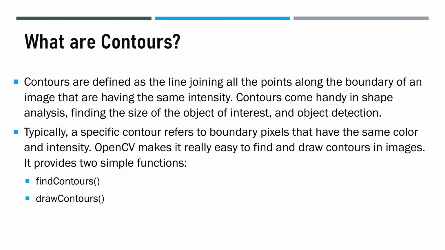Now what are contours? Contours are defined as a line joining all the points along the boundary of an image that have the same intensity. Contours come in handy in shape analysis, finding the size of an object of interest, and object detection. Typically, specific contours refer to boundary pixels that have the same color and intensity. OpenCV makes it easy to find and draw contours in images. It provides two simple functions: findContours and drawContours.